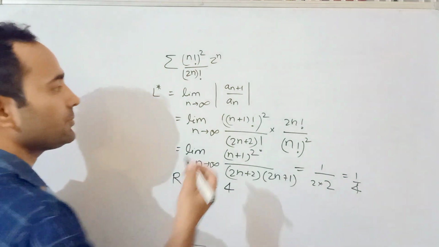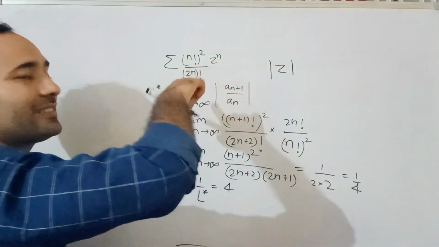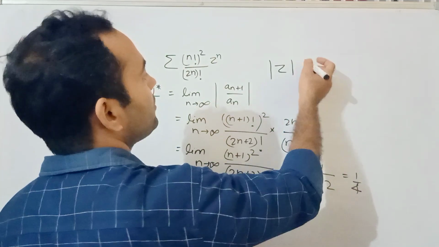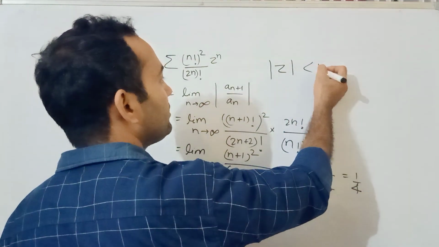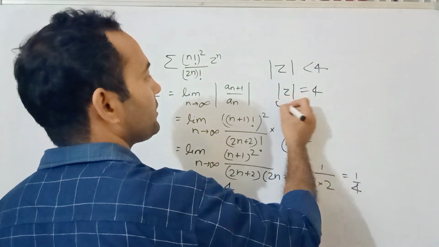Now what would be the circle of convergence or domain of convergence? See, it is not z minus z naught, right? So it would be mod of z minus 0 less than r. R is 4, right? Or the circle of convergence can be written like this.